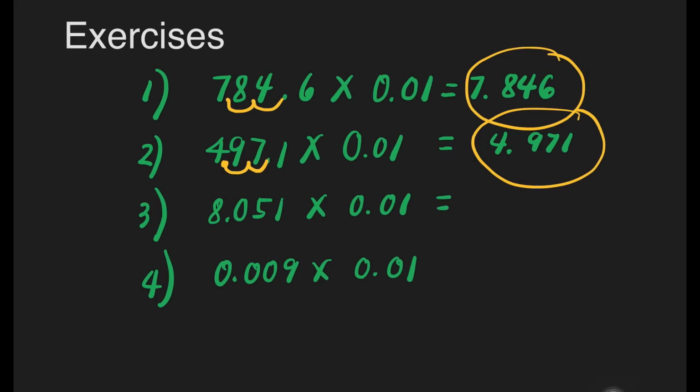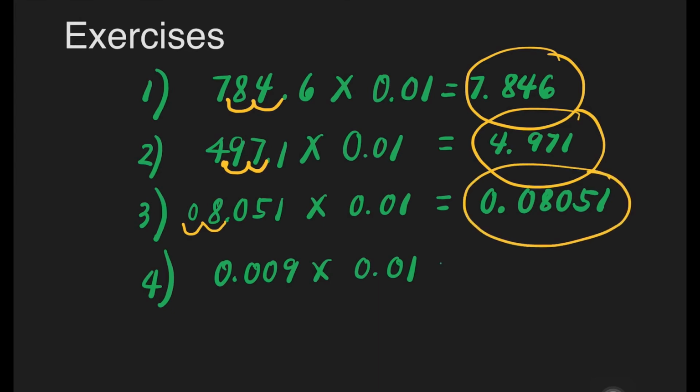Next, number 3. We will move 2 decimal places to the left. That's going to be 1, 2. So we'll just put 0 there, and then we'll put 0 before the decimal point. That will give us 0.08051. So the answer is 8,051 hundred thousandths.